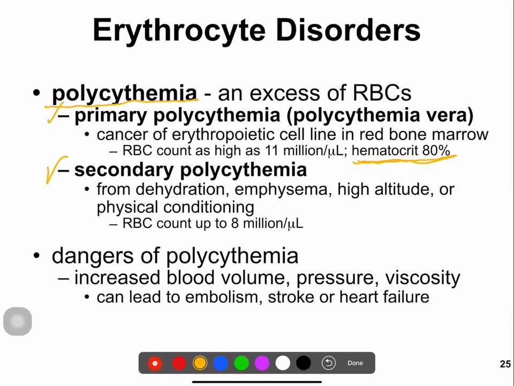Secondary polycythemia is from other causes. This could simply be dehydration, that I've lost some of the water component of the blood, and then functionally it looks like I have more red blood cells.